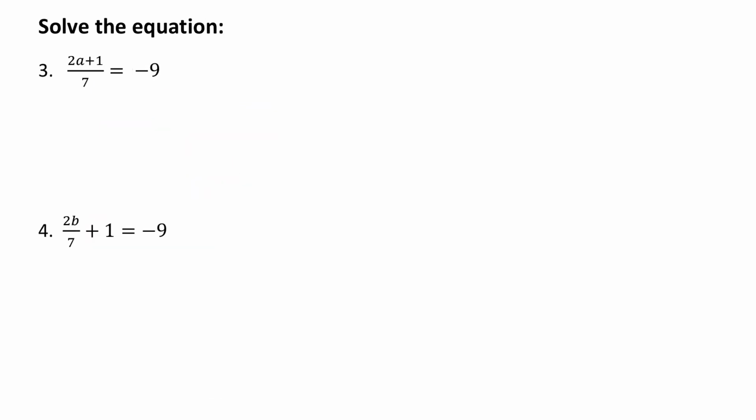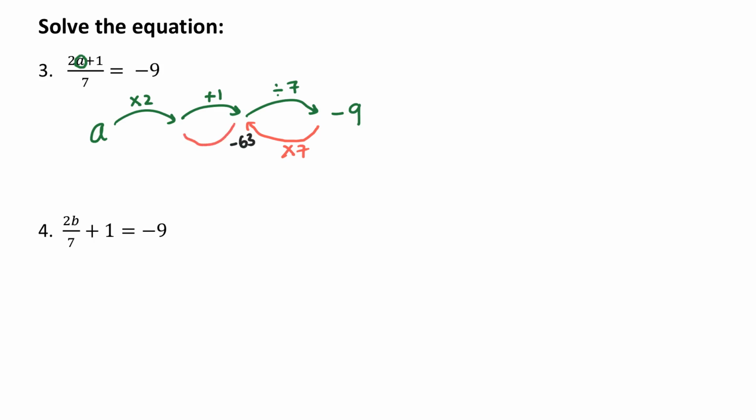Let's look at some more examples. In this one, there's a lot going on. What is happening to a first? First, a is being multiplied by 2. Then I'm adding 1 to that answer. Then I'm dividing that answer by 7, and I get an answer of -9. So let's work in the opposite direction. The opposite of dividing by 7 is multiplying by 7, and -9 times 7 is -63. Then the opposite of adding 1 will be subtracting 1, and -63 minus 1 is -64. And then lastly, the opposite of multiplying by 2 is dividing by 2. And when I divide -64 by 2, I get that a is equal to -32.